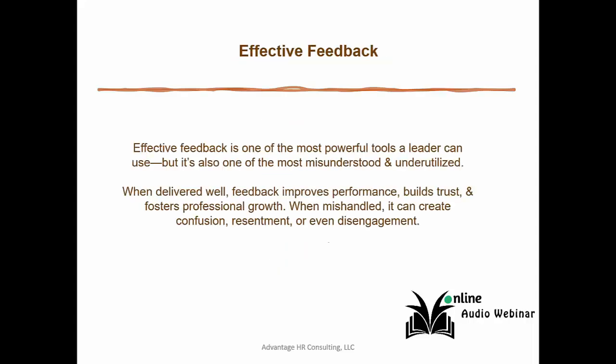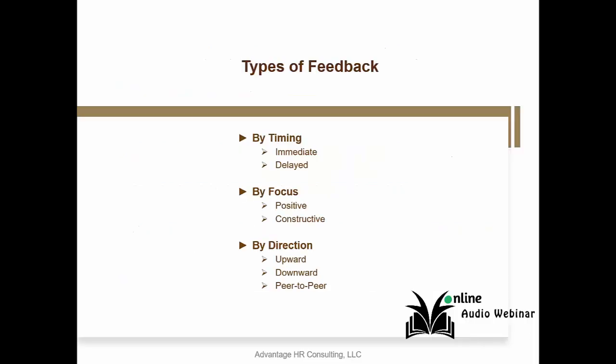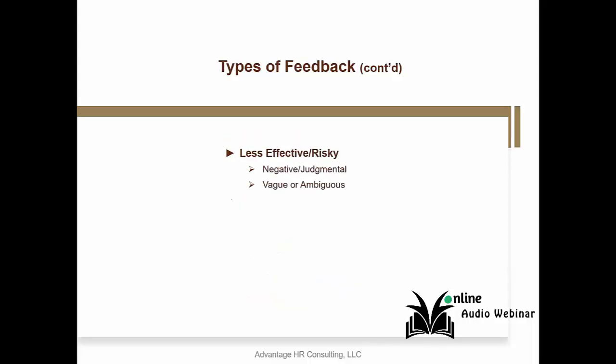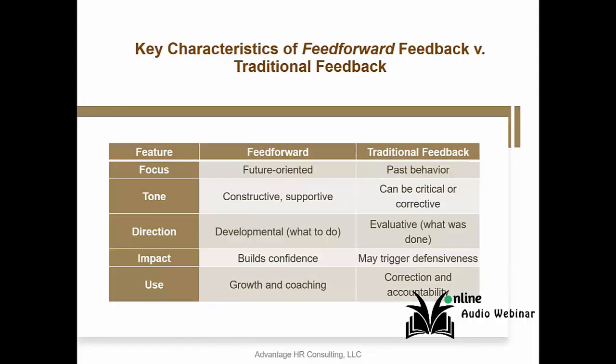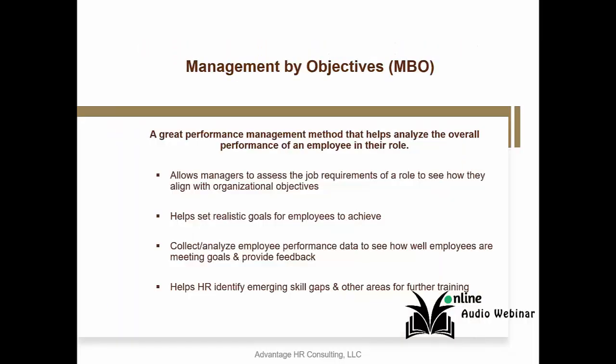So I also want to talk about effective feedback. So here are some tips for delivering effective feedback. So let's look at the different types of feedback. Feedback by approach. Formal feedback is structured, less effective or risky feedback. The difference between feed forward and traditional feedback. With respect to 360-degree feedback versus traditional. Management by objectives, known as MBO.